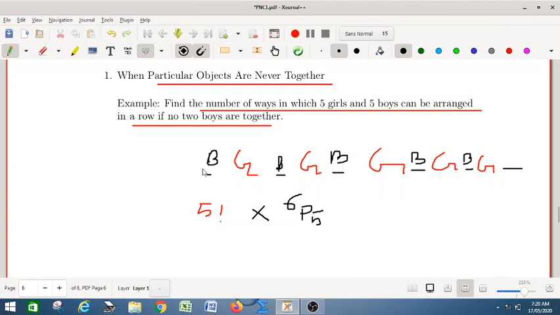Why? Because you are doing the jobs, that is arranging the girls and the boys simultaneously. So there is a multiplication. So this is the required number of ways. Clear? So this is the answer. There is a restriction that boys should not be together. And why multiplication? Because boys and girls are arranged simultaneously.